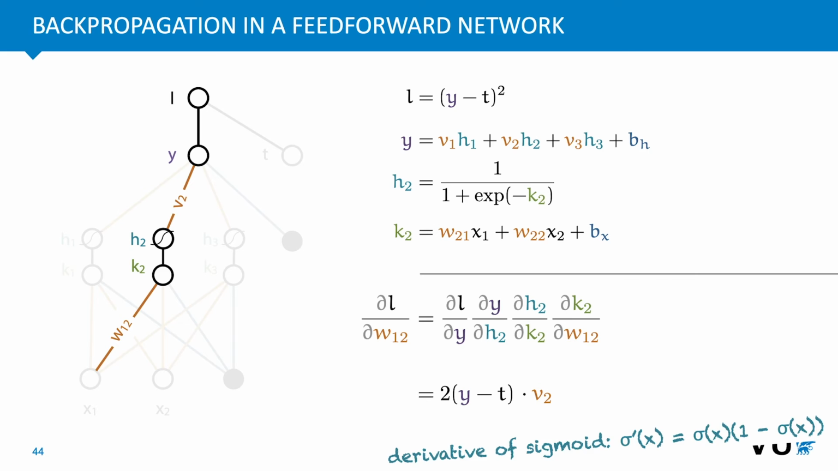The derivative of the sigmoid, we can use this property. So the derivative of the sigmoid is the sigmoid itself times 1 minus the sigmoid. So we can actually use the value that we've computed in the forward pass. We can take h2, which is the output of the sigmoid, multiplied by 1 minus h2, and that's our derivative of the sigmoid. And the derivative of k2 is just x1. So this is our symbolic version of the gradient for w12, and we'll leave the numeric computation out for now. I hope you get the idea.